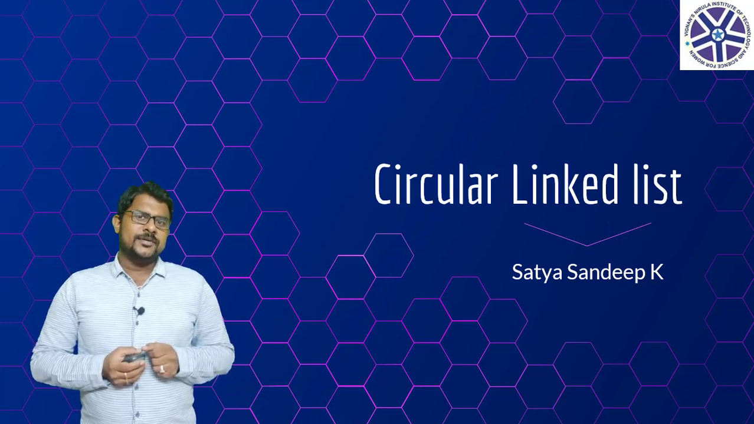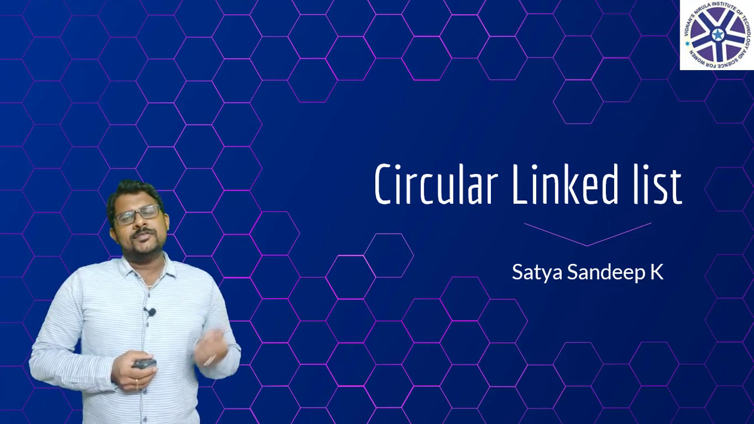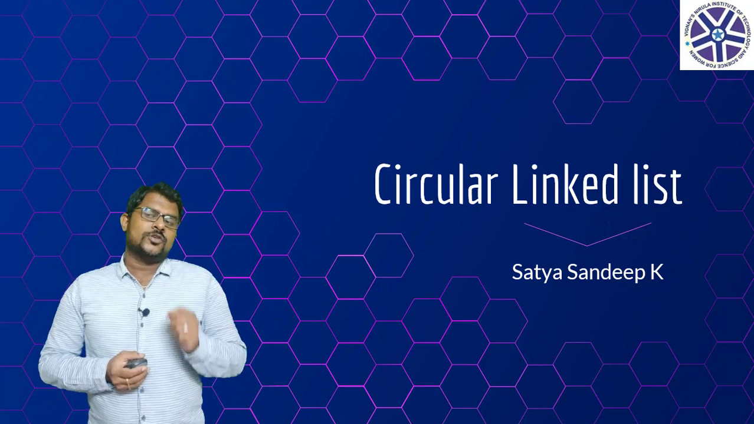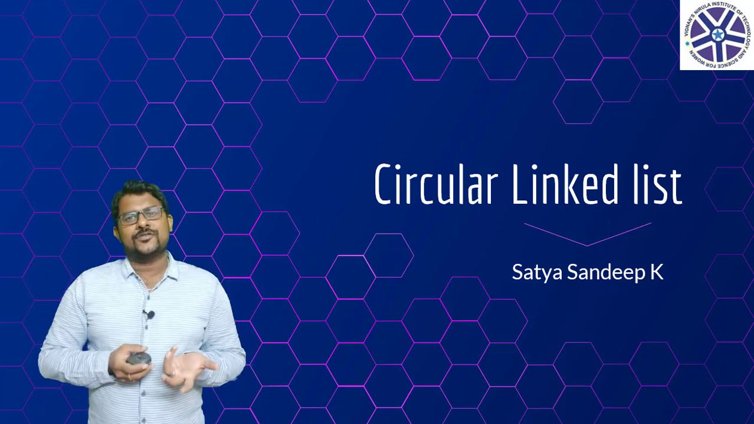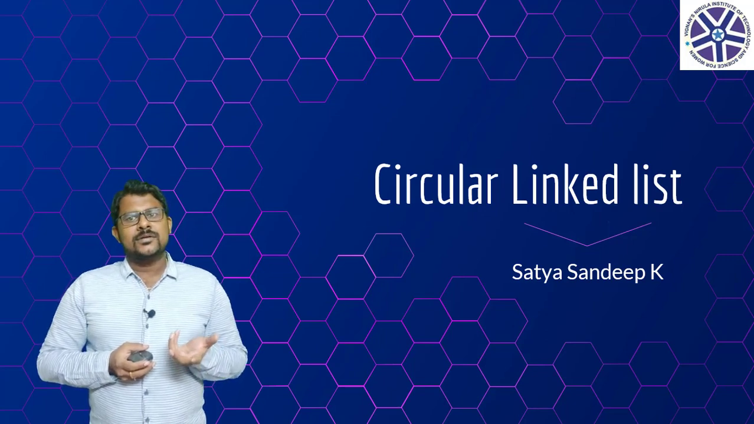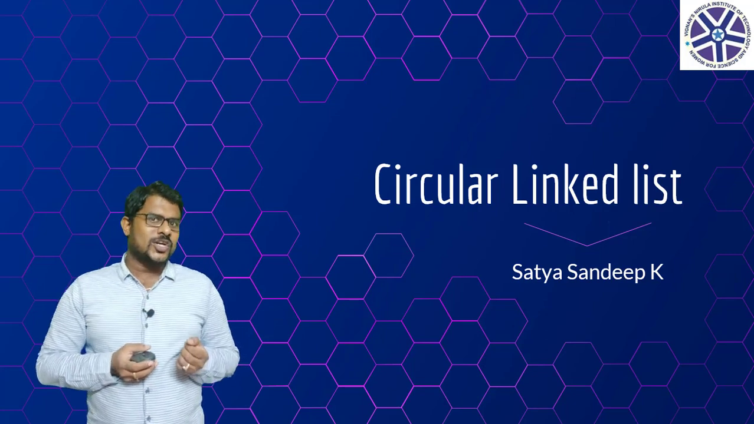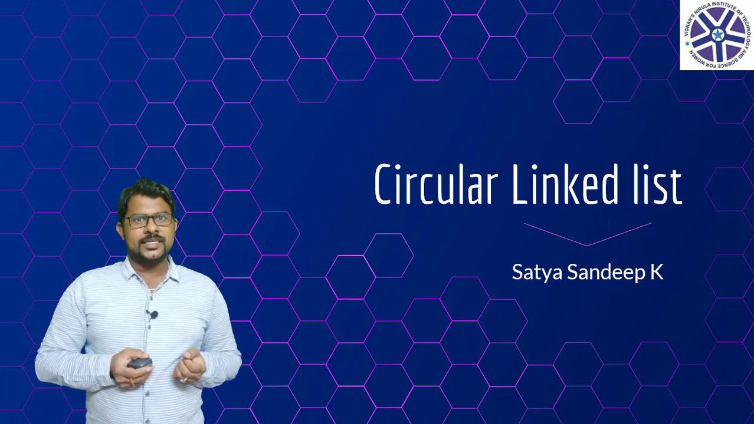Today we are going to talk about circular linked list. In our previous lectures we have seen singly linked list and doubly linked list. So what is a circular linked list? A circular linked list is a type of linked list, which is a small modification of the singly linked list or doubly linked list. Let us see how we can make a circular linked list.